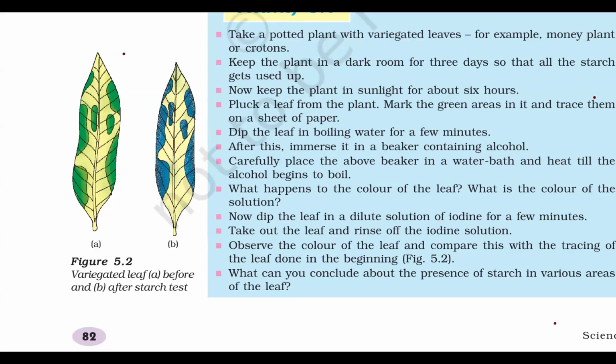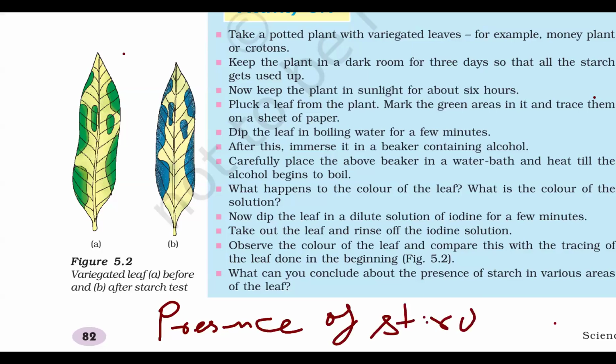So in this experiment, first you have kept the leaves in the dark to avoid photosynthesis. You keep it for 3 days, so all the starch is used up. Then you are chemically treating it with alcohol in boiling water, and then you are treating it with iodine solution, because iodine tests the presence of starch. It tests whether starch is present in any compound or not, that you can do with the help of iodine solution.